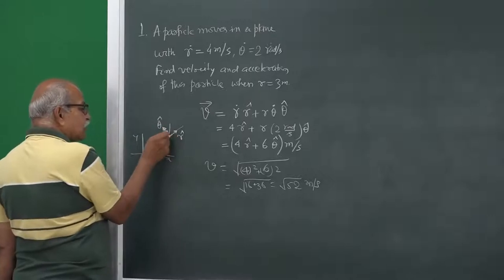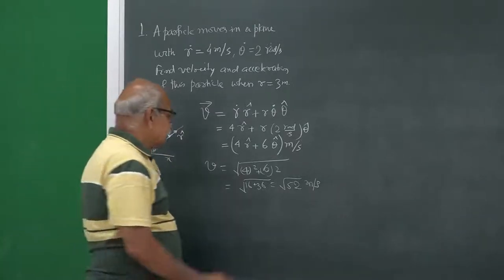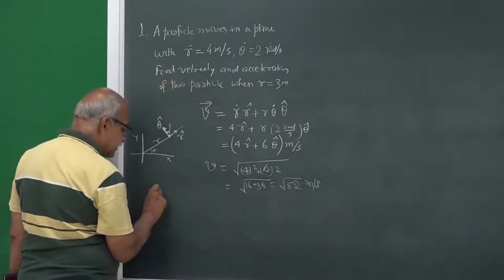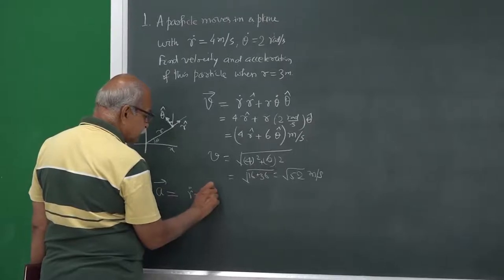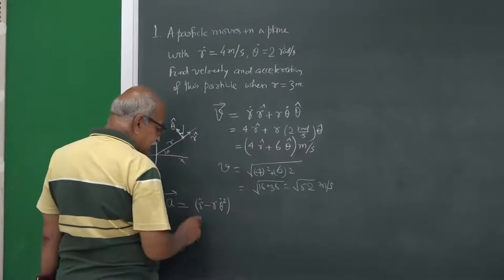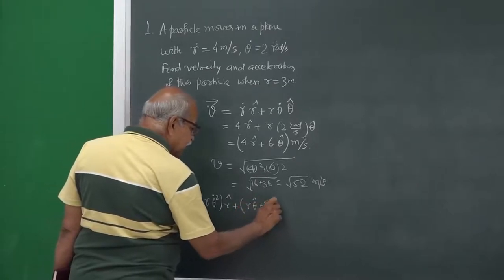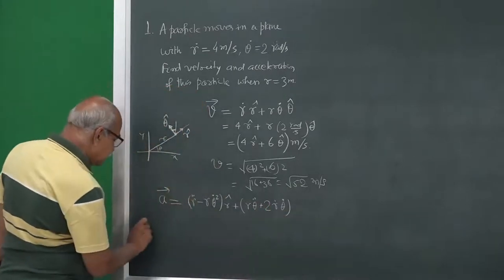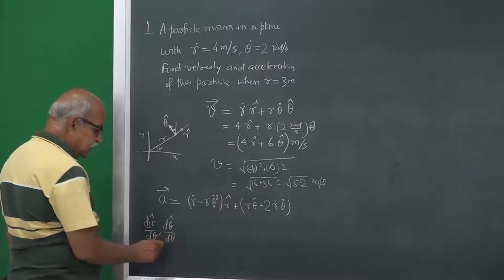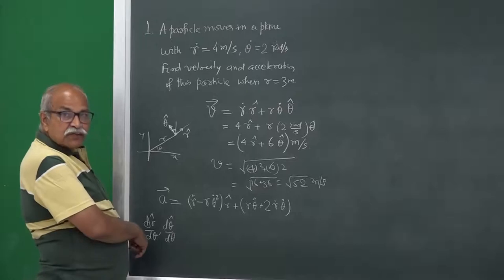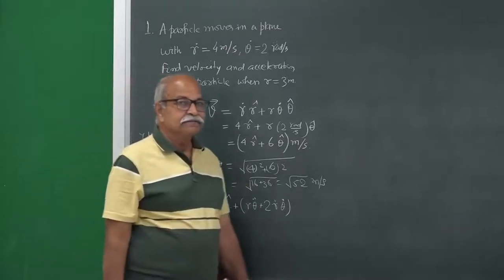And if you want the angle, you can always get what is this angle, tan theta is equal to this radial component divided by the transverse component. So this is about velocity. Then acceleration: the radial component of acceleration is r double dot minus r theta dot square, r cap. We must have derived this, otherwise you can derive it. And the transverse component is r theta double dot plus 2 times r dot theta dot. You know, we had done d r cap by d theta and d theta cap by d theta. And then if you are differentiating with respect to time, you also have to differentiate with respect to time here. So theta dot will be used here, and then you can get this relation.